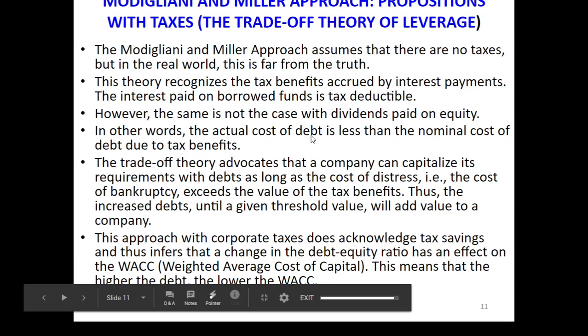The approach with corporate taxes acknowledges tax savings and thus suggests that a change in the debt-equity ratio has an effect on the overall cost of capital. This means that the higher the debt, the lower the overall cost of capital. The Modigliani and Miller approach is one of the modern approaches of capital structure theory.